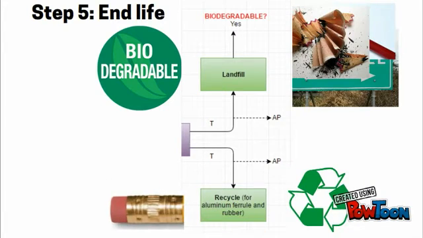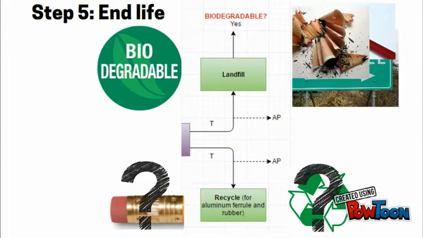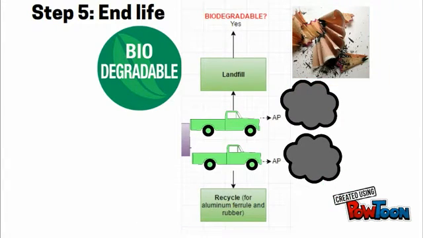The aluminum ferrule and the rubber can be used in recycling. However, these materials are usually so small that the process doesn't even really seem worth it. Regardless of what path we choose, landfill or recycling, we cannot forget the transportation involved.